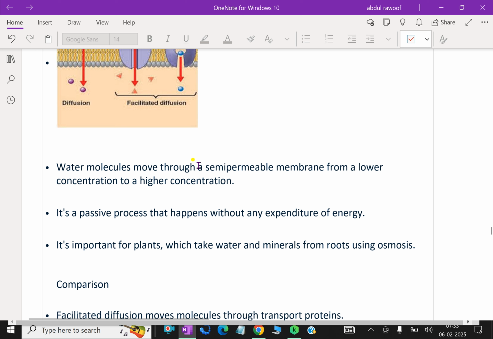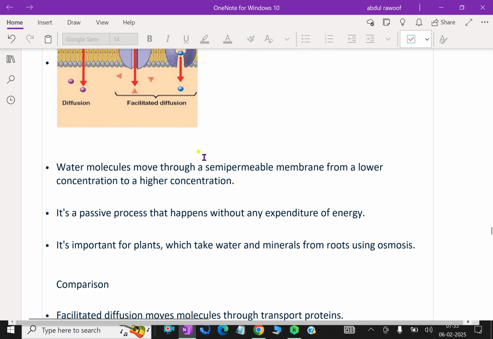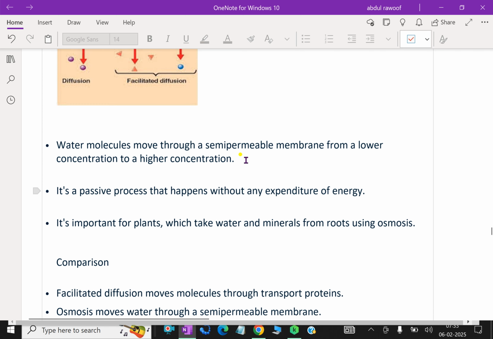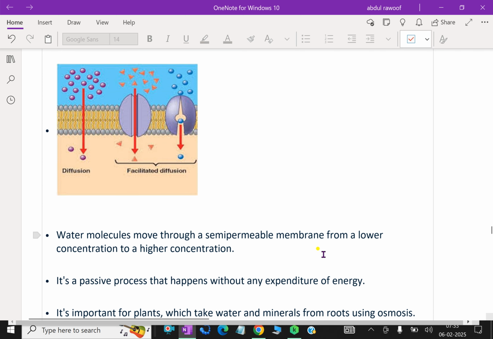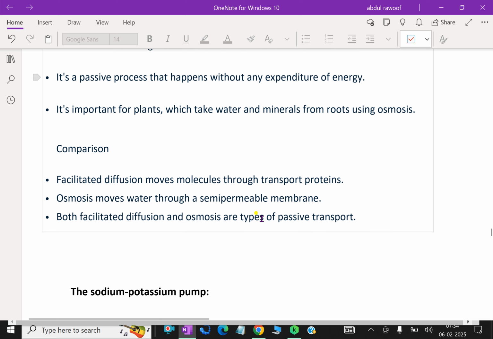We talked already about osmosis. In further detail in cells, water molecules move through a semi-permeable membrane from a lower concentration to a higher concentration. It's a passive process that happens without any expenditure of energy. It's important for plants, which take water and minerals from the roots using osmosis.